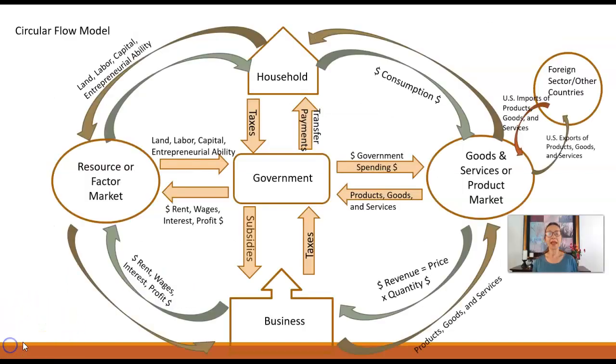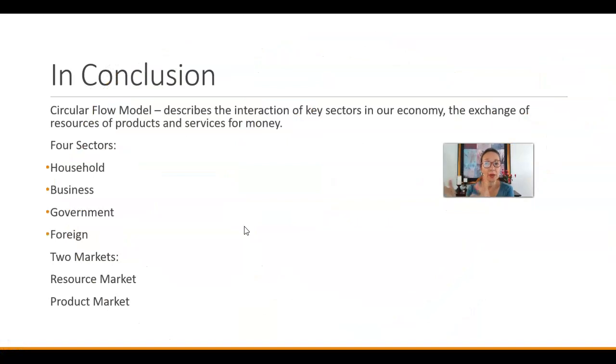And finally, the last sector in our economy is the foreign sector. Why? Because we sell products to other countries and they sell products to us. So we have to take into account the foreign sector. Later on, we are going to be adding in the financial market and talking about that, but that'll come in later chapters. So in conclusion, circular flow model is a picture of the economy.